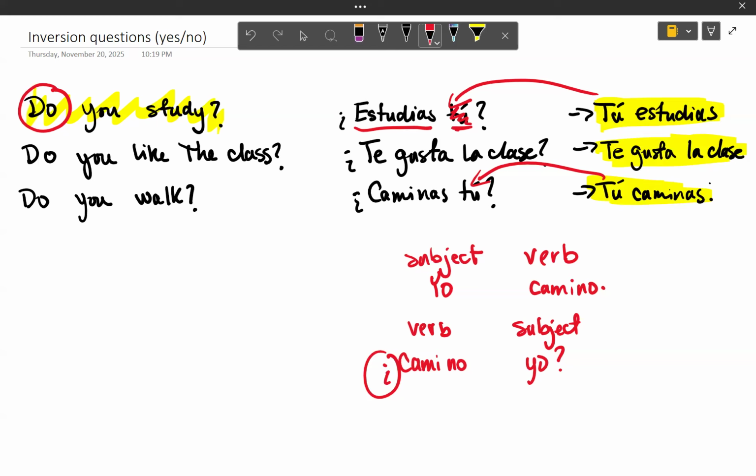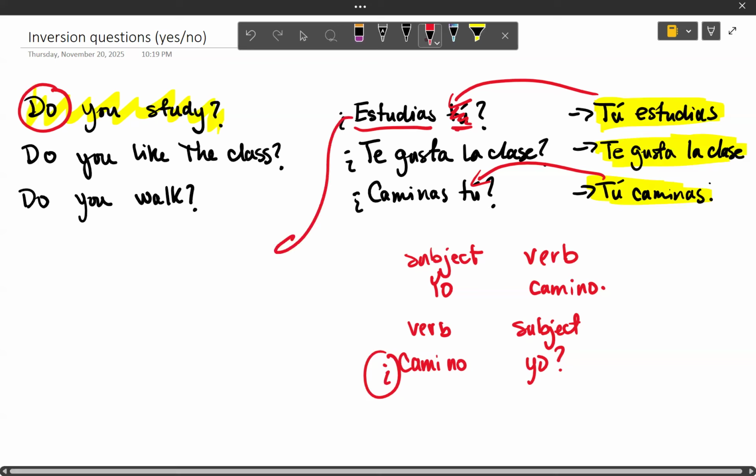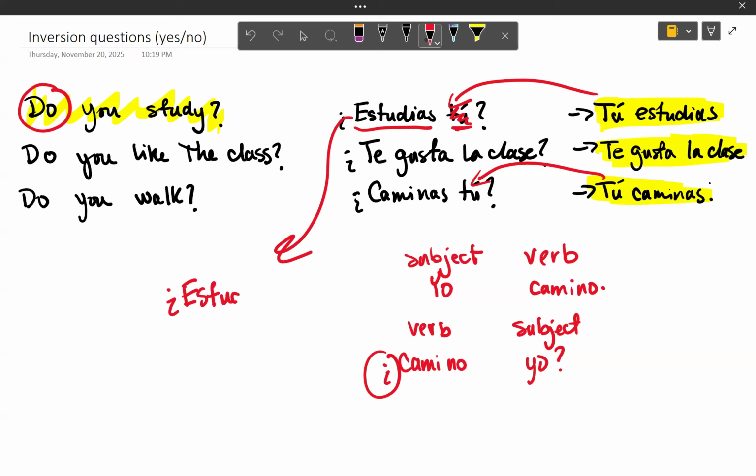So sometimes these questions will simply become ¿estudias? We don't even need to include the subject because it's clear who we're asking about, right? It can't be estudias yo. That doesn't make sense because those don't work together. So remember, with inversion yes, no questions, you're just finding the subject, who's doing the action, finding the verb, the action, and just flipping them around. So the verb comes first, the subject comes second. That's it.